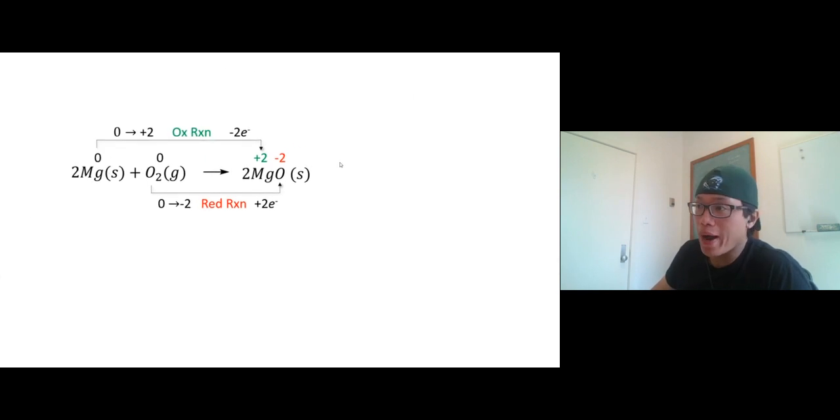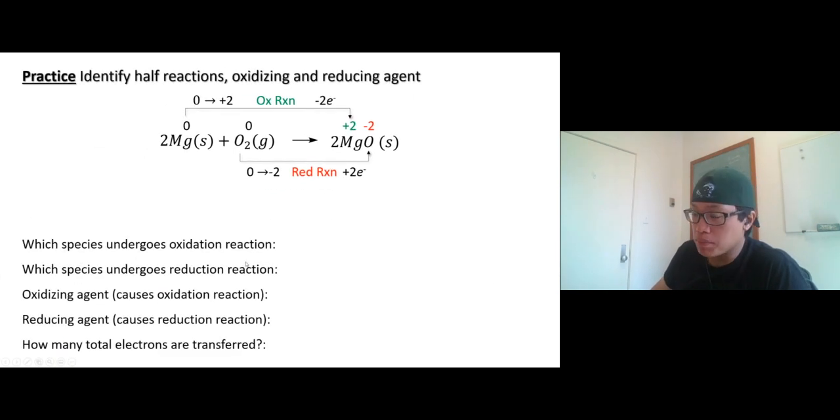To answer all these questions, I put this question set together just to help you. You have to identify all the components in a redox reaction, and then you just fill it in. What species undergoes the oxidation reaction? Magnesium, of course; look at the oxidation number. Which species undergoes the reduction reaction? Oxygen, right? If you know the oxidation number, you know all the answers. Who's the oxidizing agent? The one that causes the oxidation reaction.